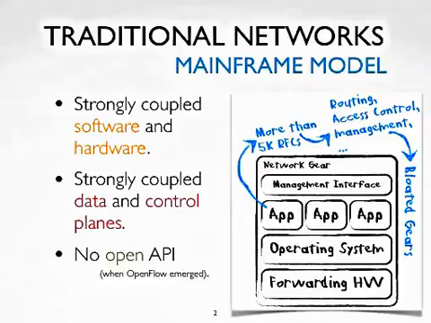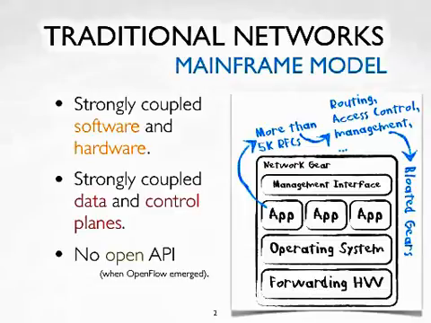As you can see in this figure, there's software here that is customized for this hardware. So we have very strongly coupled hardware and software. Packets are mostly processed here, but this hardware is controlled by these applications here. So we have data and control strongly coupled as well. And there was no open API before Openflow.